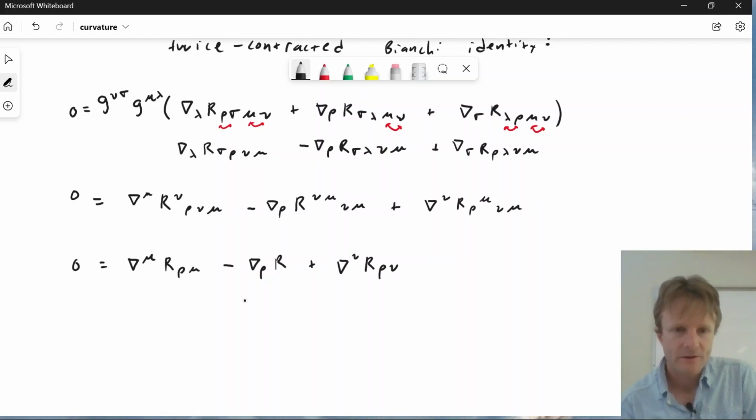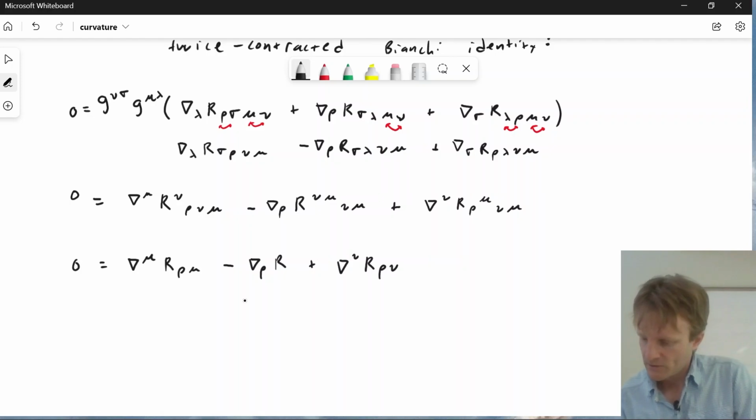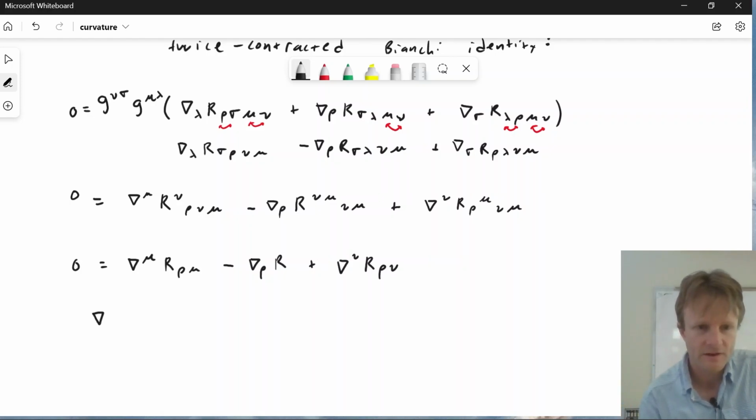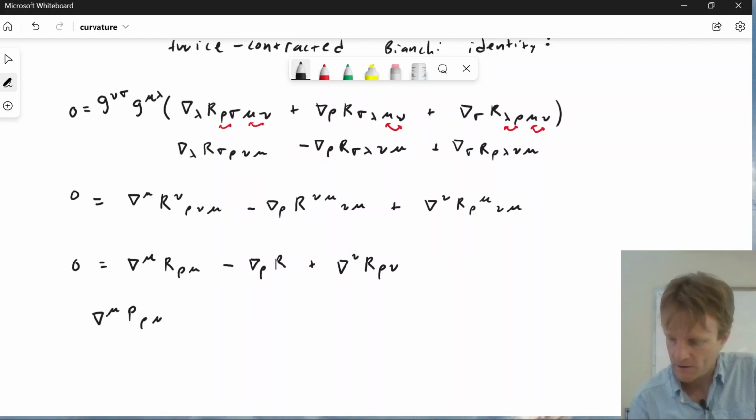These two terms are the same. We can just relabel, it's a symmetric tensor. Well, they're contracted on the second index anyway. So these two terms are the same. So this tells us that del mu R rho mu is actually equal to 1/2 del rho R.